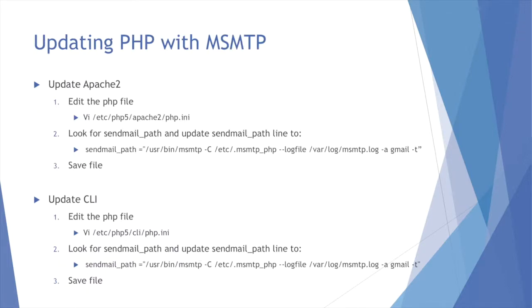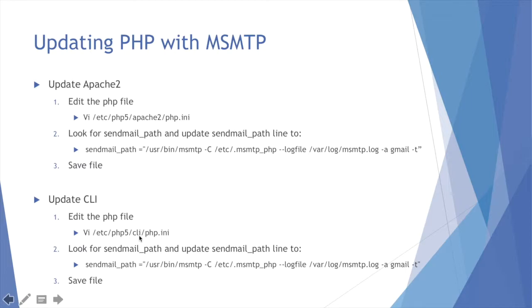The next step is to update PHP with MSMTP. You have to first update Apache 2. You can do so by going to vi /etc/php5/apache2/php.ini, and you will look for sendmail_path. And once you find that line, you can comment it out, and you can add a new line that states the following. You can save the file and then edit the next file, which is the CLI.